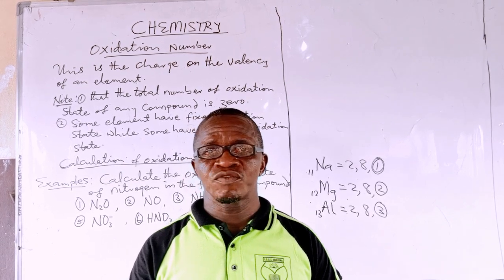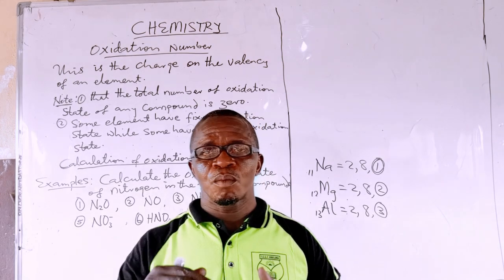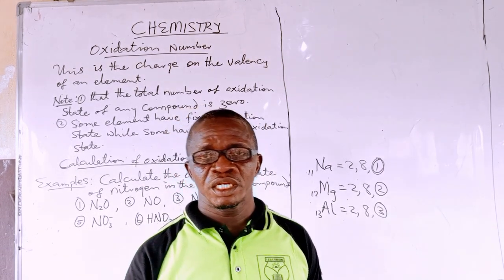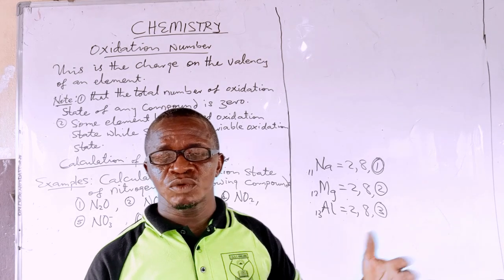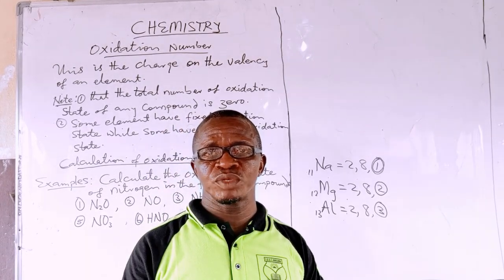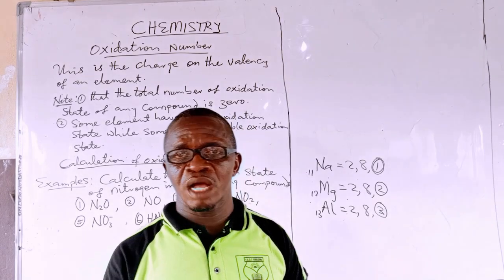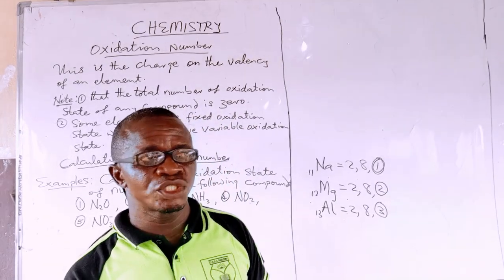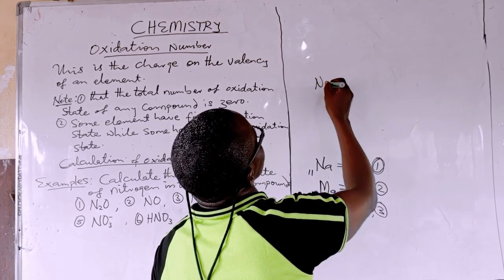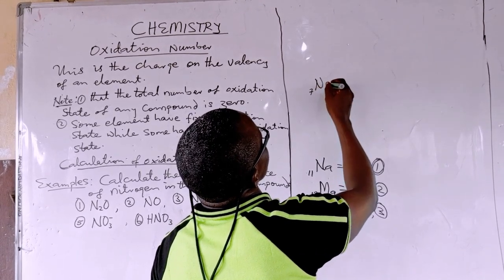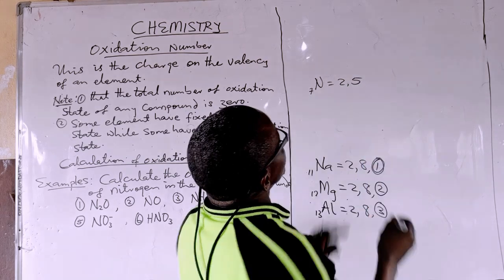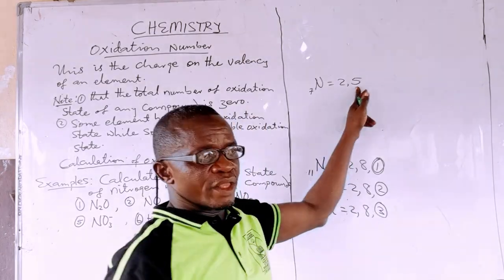But when you have 4 and above in the outer shell, now you are going to consider the number of electrons that will come in to be their valency. For example, if we say nitrogen atomic number is 7, and you have 2 and 5. 5 is more than 3.